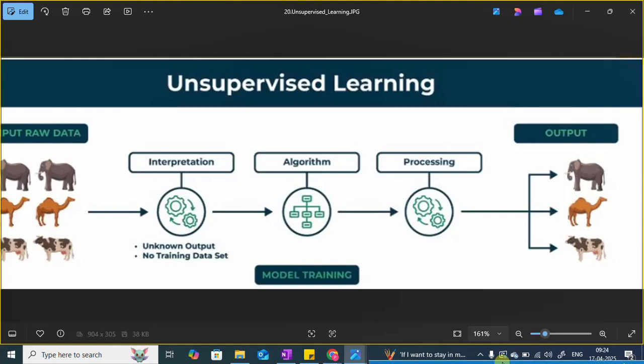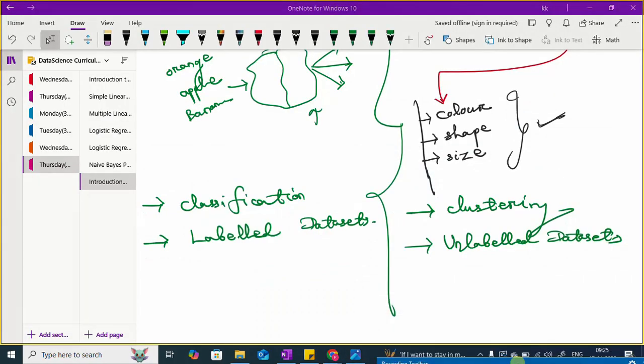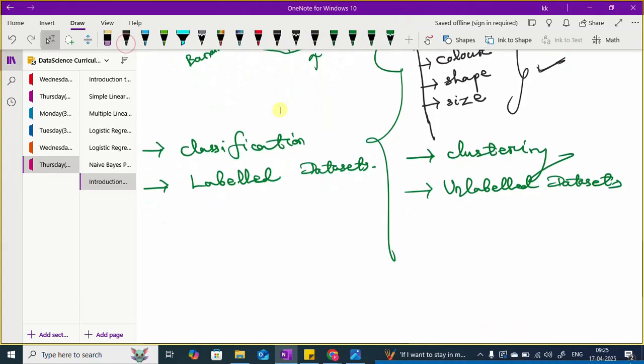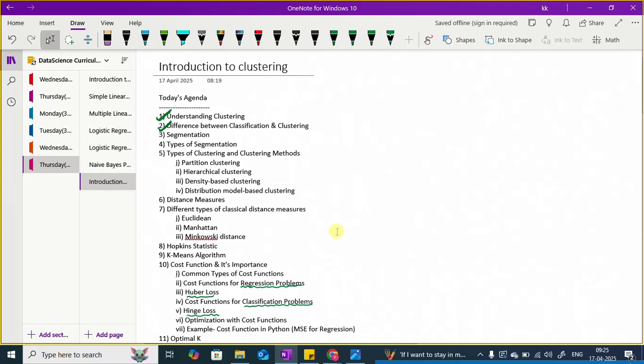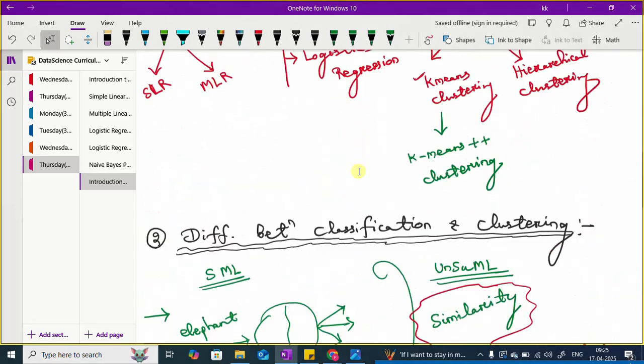So guys, now this talks about classes, different labeled classes. This talks about clusters. Clear, guys? Any doubts so far?